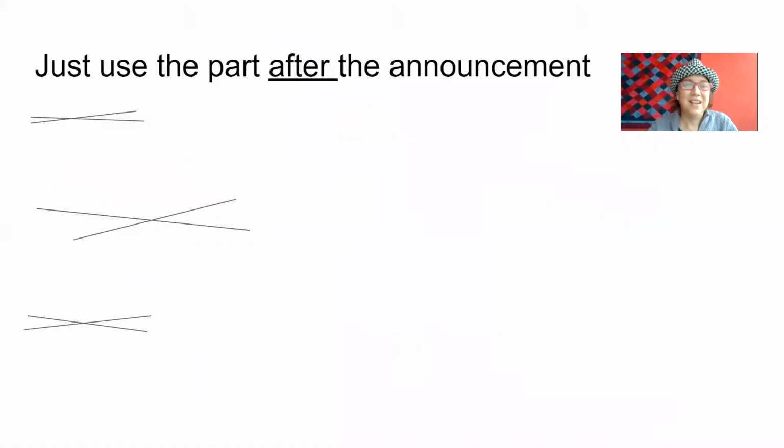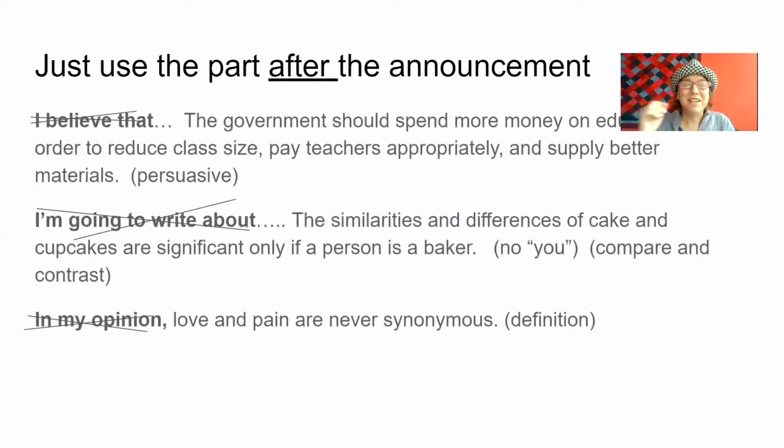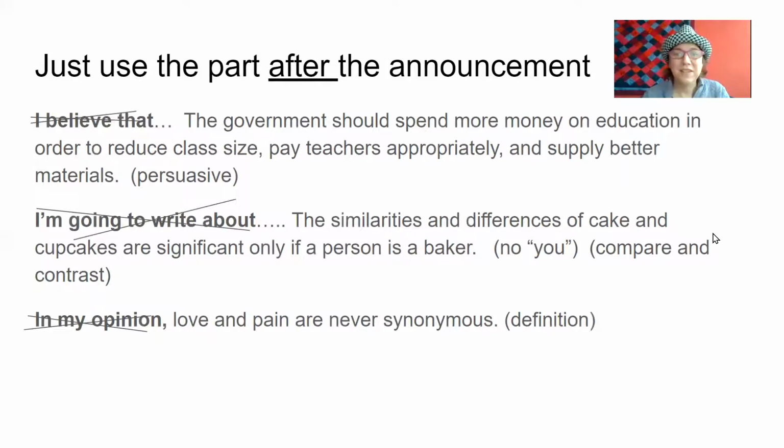Why are these like this? Just use the part after the announcement. So these X's mean cross out that part. The X's mean cross out that part. Take a minute to read these.